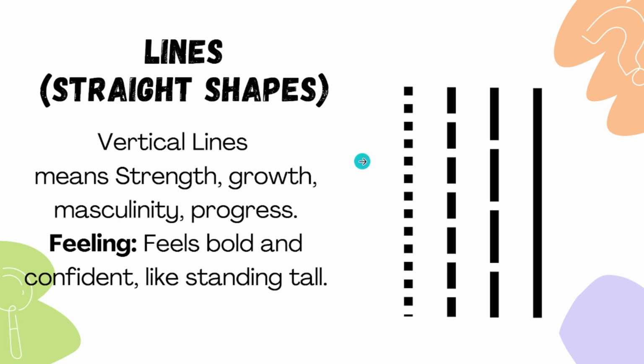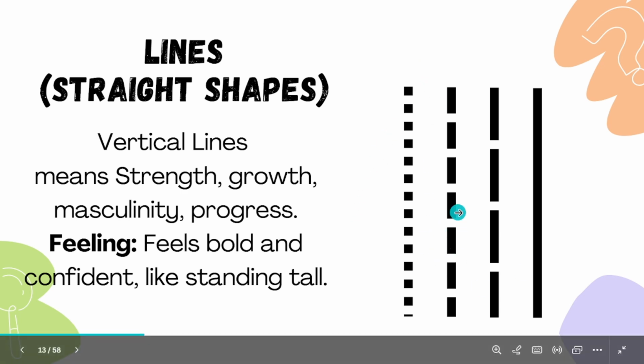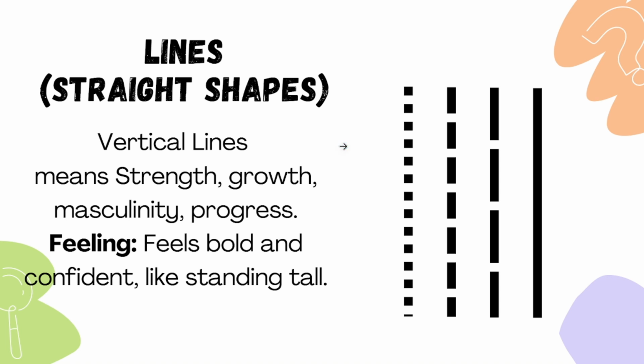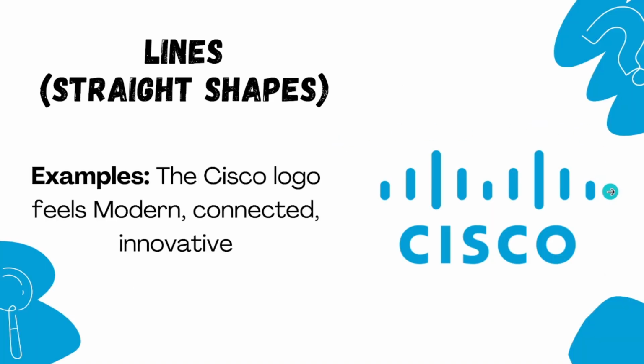The next shape we are going to talk about is lines. The first line we have is the vertical line. What does this vertical line mean? It means strength, growth, progress, masculinity, etc. How does this straight line make us feel? It makes us feel bold and confident, as if we are standing tall. Example, we have the Costco logo. It feels modern, connected, and innovative.